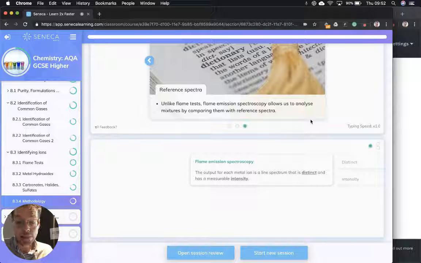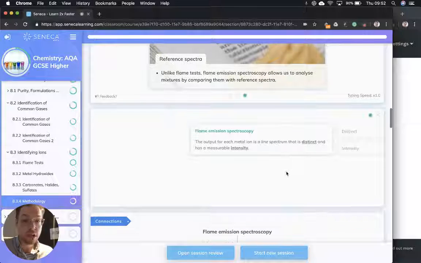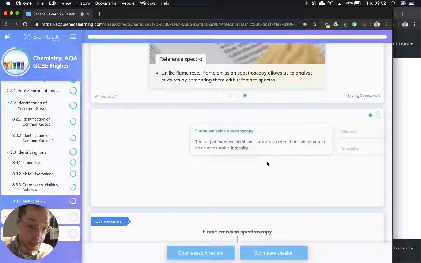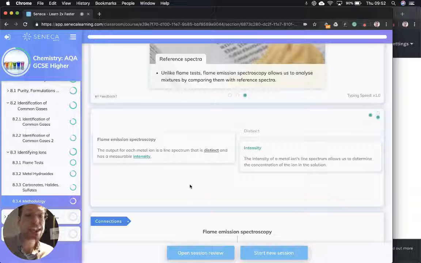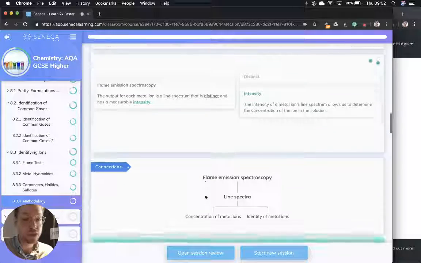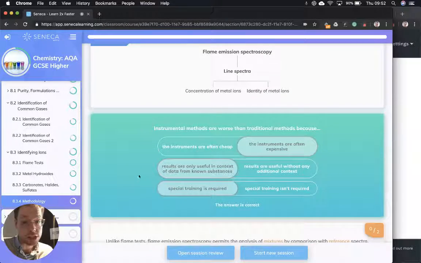If you need to catch up on flame tests, make sure you check out that episode. It's another important topic for GCSE chemistry. So, flame emission spectroscopy. The output for each metal ion is a line spectrum that is distinct, and that means because the line spectrum for each metal ion is distinct and unique, it allows us to identify all of the metal ions. We also measure the intensity, and the intensity of the metal ion's line spectrum allows us to determine the concentration.